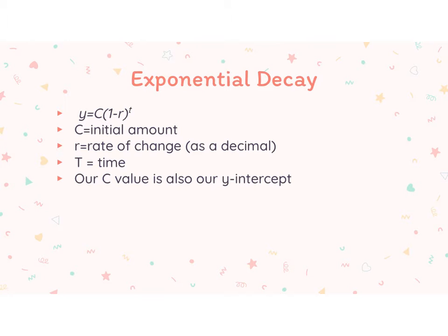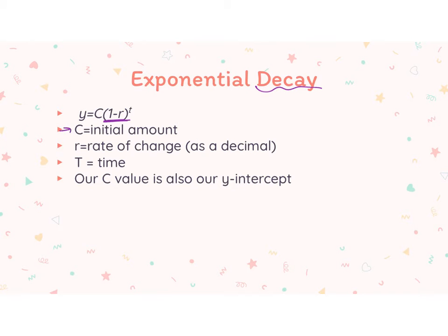So here's our equation. It's going to look very similar to the exponential growth equation, except we are going to be starting with 100% of our situation, whatever our thing is that we're looking at. We start with 100% and subtract the decay rate. So instead of adding the growth rate, we're subtracting the decay rate. So that's what makes it exponential decay. Everything else is the same.